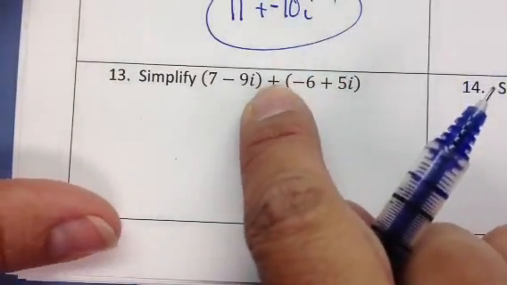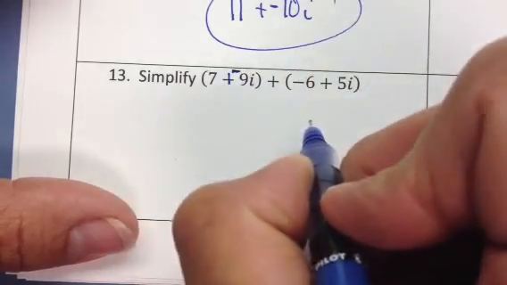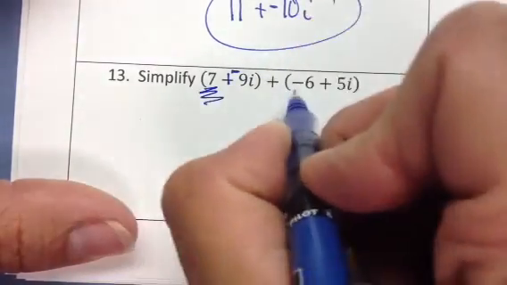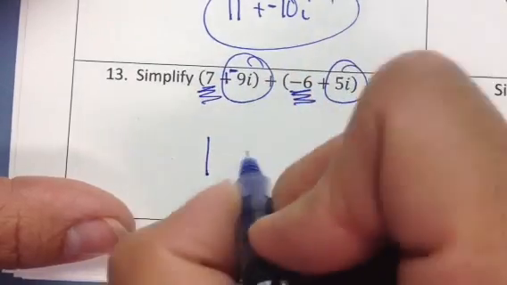Please pay attention. You're adding, not multiplying. I am going to add the opposite. So I'm going to combine my like terms. 7 and negative 6 is 1. When I combine my imaginaries, negative 9 and 5 is negative 4i.